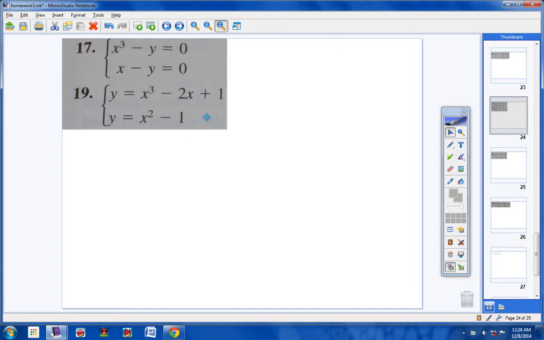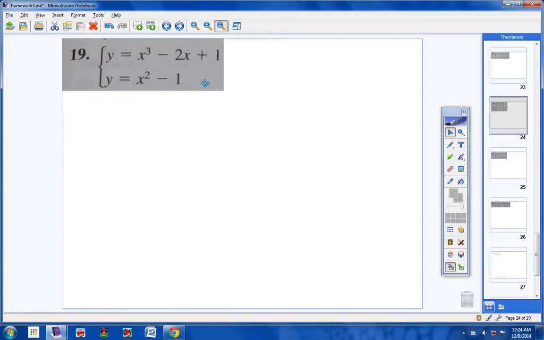Okay, we'll slide this up here. And now students, look at number 19. We're using the substitution method. And look, there's no letter to get. You don't have to get any letters by themselves. It's already done. Look right here, guys. Y equals x squared minus 1. So I'm going to pick this up and put in for y right here. So I have x squared minus 1 equals x cubed minus 2x plus 1.